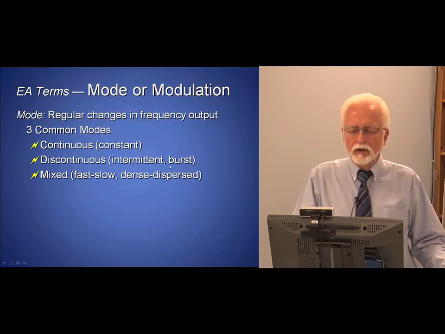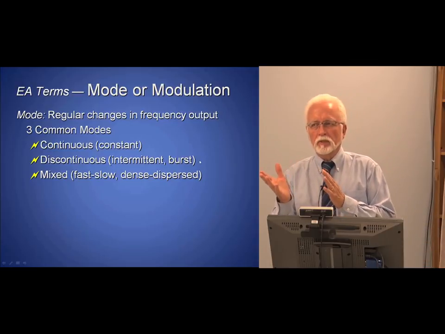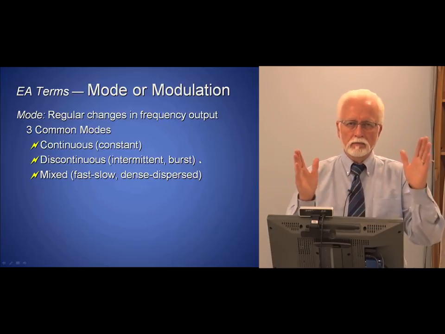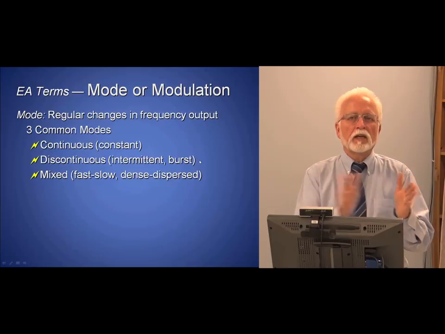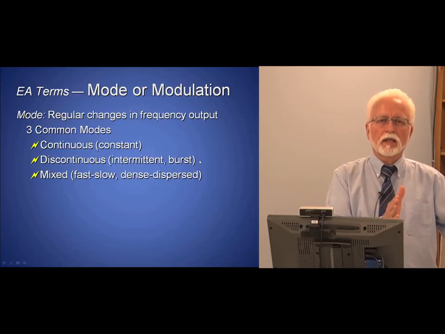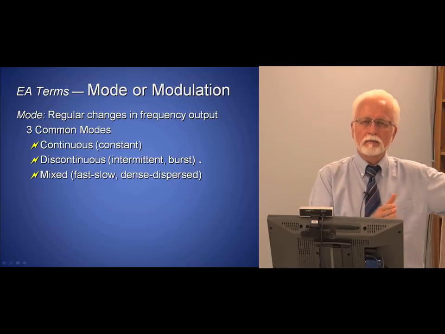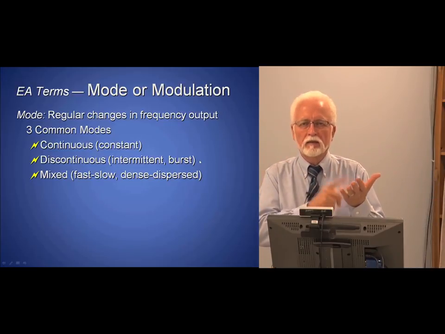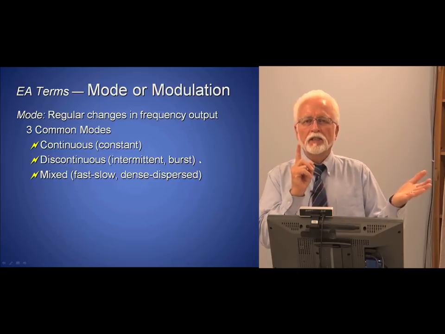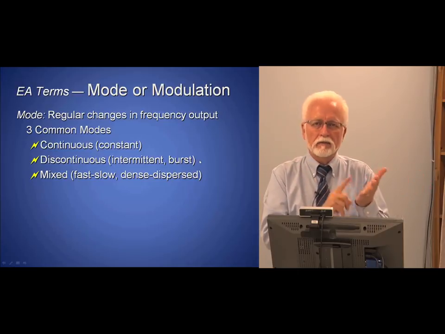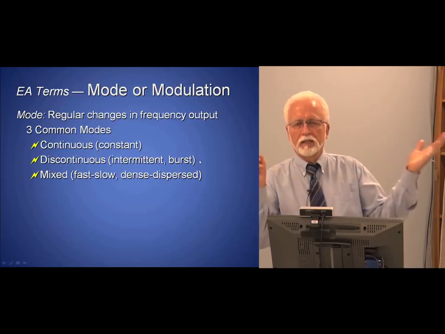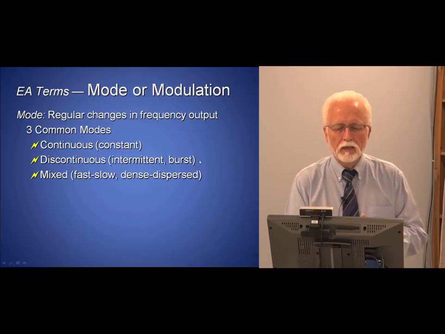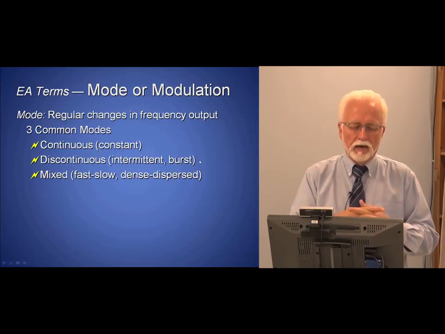Discontinuous or intermittent or burst is the same thing. You have one frequency, but what happens is it comes on. It's on for 6 seconds, say, and then it goes off for 6 seconds. So there's nothing happening. And then it comes back on. So you have 2 pulses per second for 6 seconds, and then it stops. And so for the whole duration of the treatment, you could have discontinuous mode. We'll talk later about how these are used.